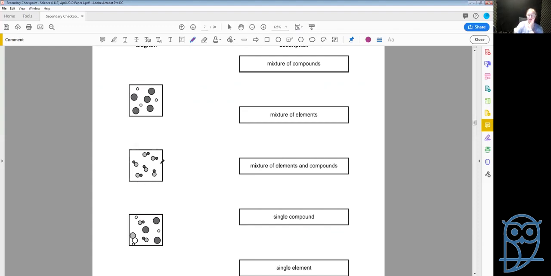Here we do have compounds, but it's only one kind. So this will be a single compound. Here we've got some elements, that is the single ones. So that's an element, that's an element, that's an element, those are all elements. And these 3 over here are compounds. So that would be a mixture of elements and compounds. And this one would just be a mixture of elements.